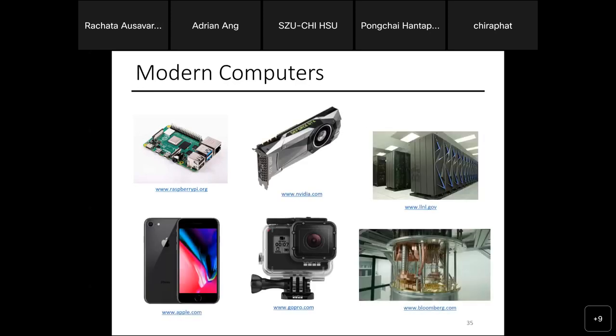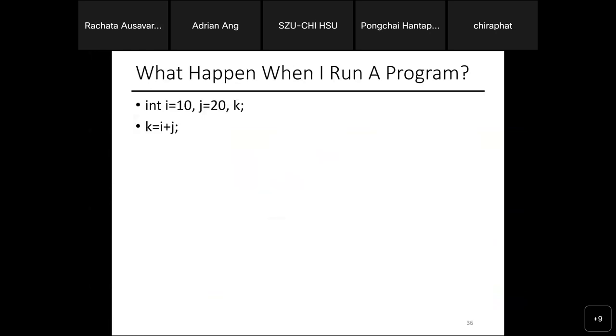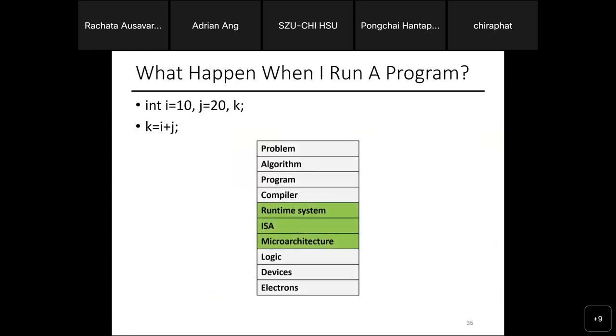Now, modern computers have different looks. You saw this slide many times already, and you'll also realize that I never updated the iPhone picture. Yeah, that's me. Then you also have a look into the instance. This is from Cisco. If I have a program that computes I plus J, what actually happens from the program all the way down to the microarchitecture level? My motivation right now is that we are about to learn this.